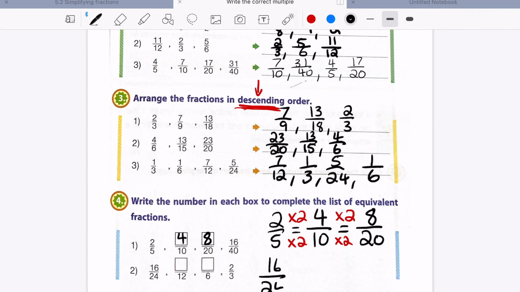16 24ths is equal to something over 12. We did this before. We don't have to use multiplication. What's the opposite? We can divide by 2, right? 24 divided by 2 equals 12. So we have to divide the top by 2. 16 divided by 2 equals 8. Very good. Then we have something over 6. 12 divided by 2 equals 6. So we have to divide the top as well. 8 divided by 2 equals 4. So we get 4 over 6.